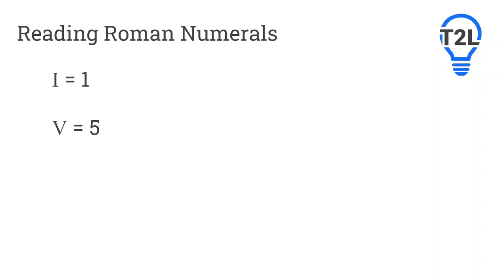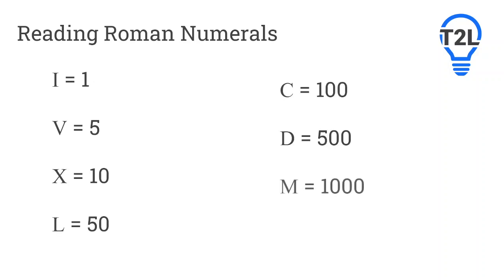Reading Roman numerals. So there are 7 symbols, like I said before. I is 1, V is 5, X is equal to 10, L is equal to 50, C is equal to 100, D is equal to 500, and then M is equal to 1,000.